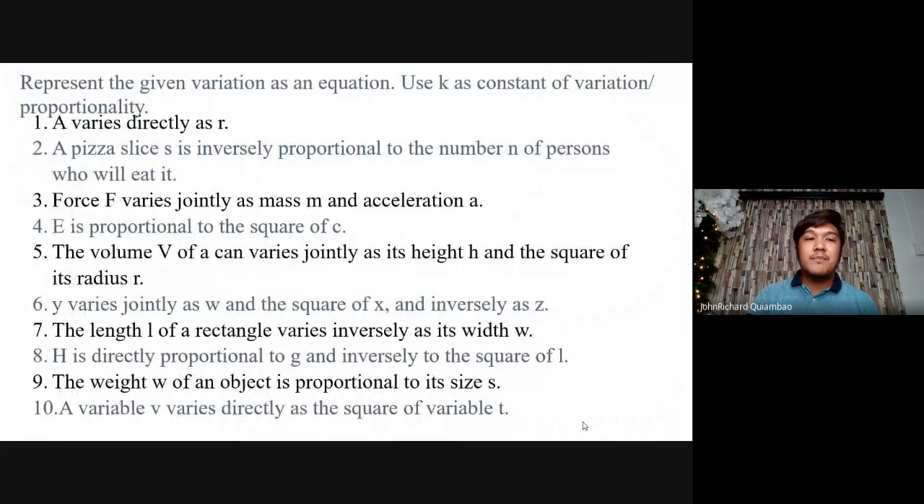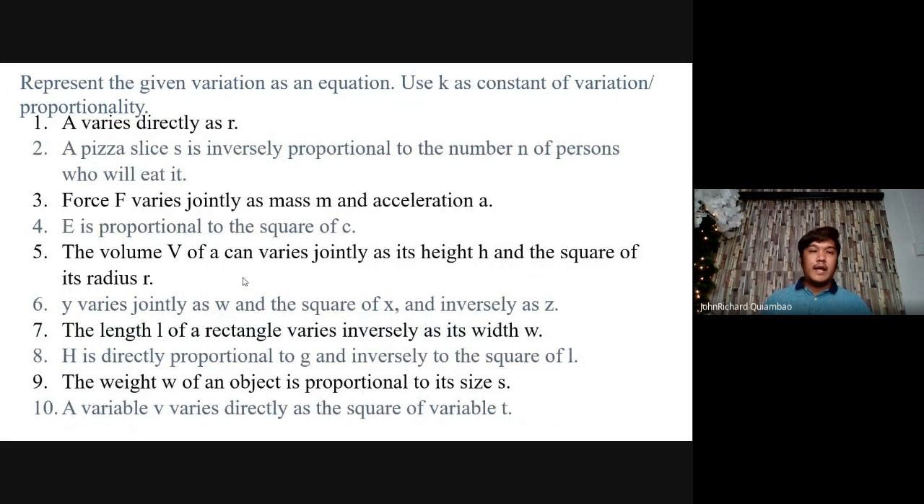Now, let us represent the given variation as an equation. Use k as the constant of variation or proportionality. Number 1, a varies directly as r. So, a is equal to kr. That is how you will write it if it is a direct variation.